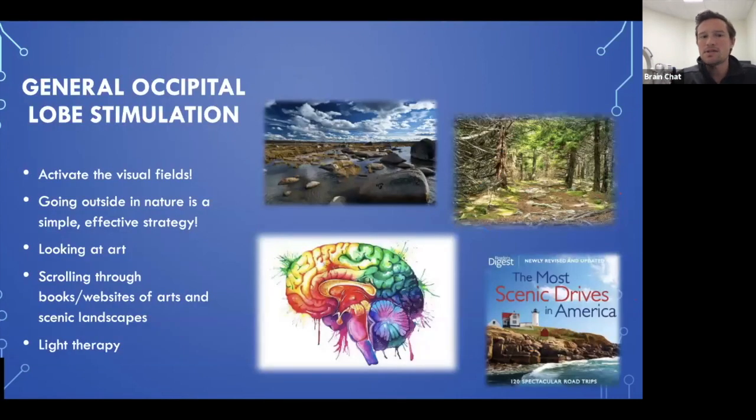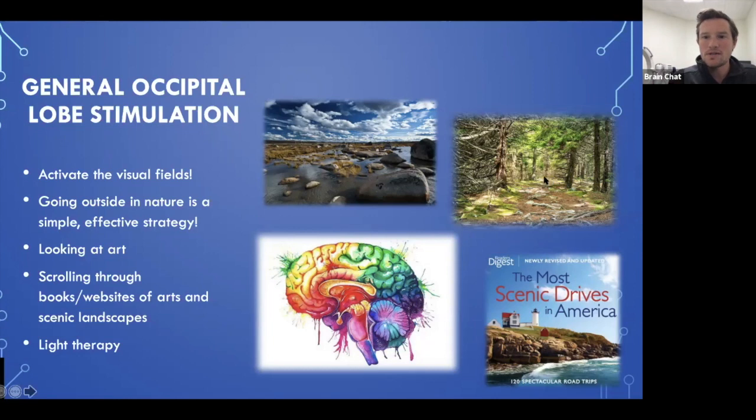So the simplest, easiest way to stimulate your occipital lobe is to get outside. And getting outside, I think, is one of the best things you can do for your brain, but getting in different types of environment, different visual inputs. So here you can see this person's hanging out on a really, really pretty, what looks like some sort of river or lake area.